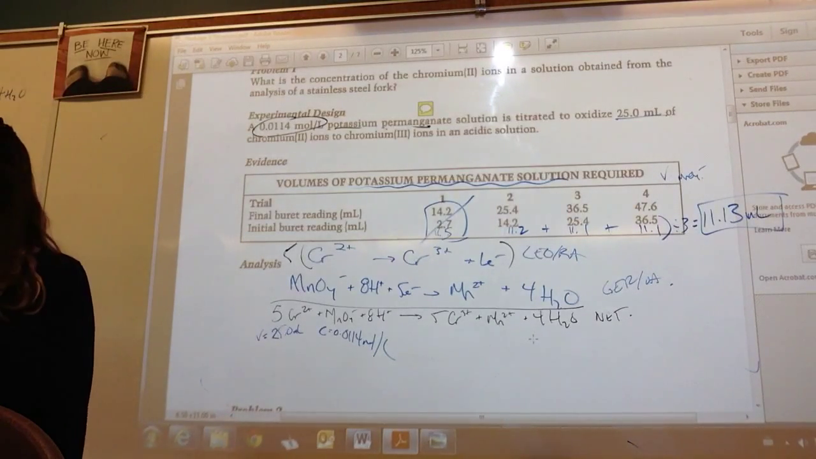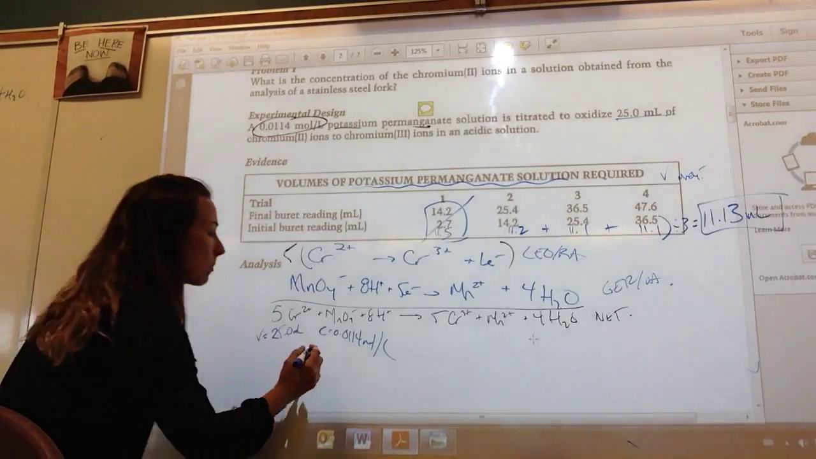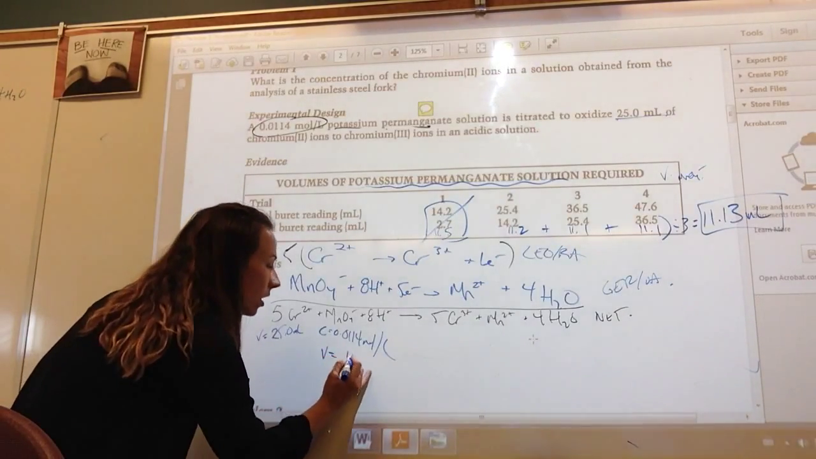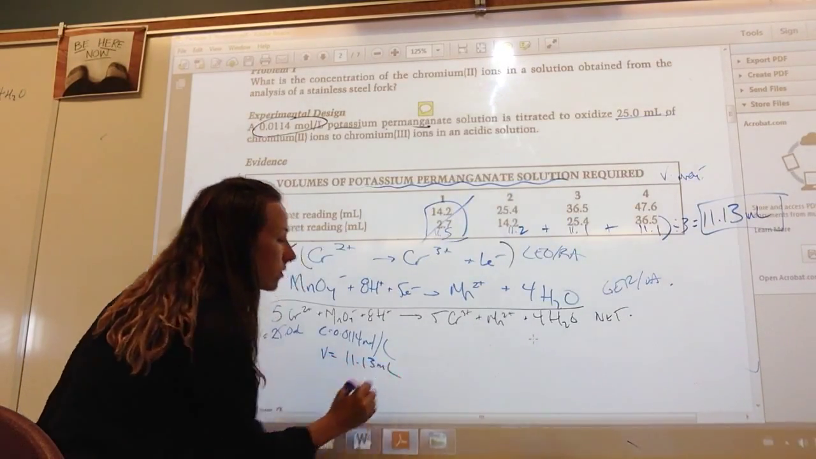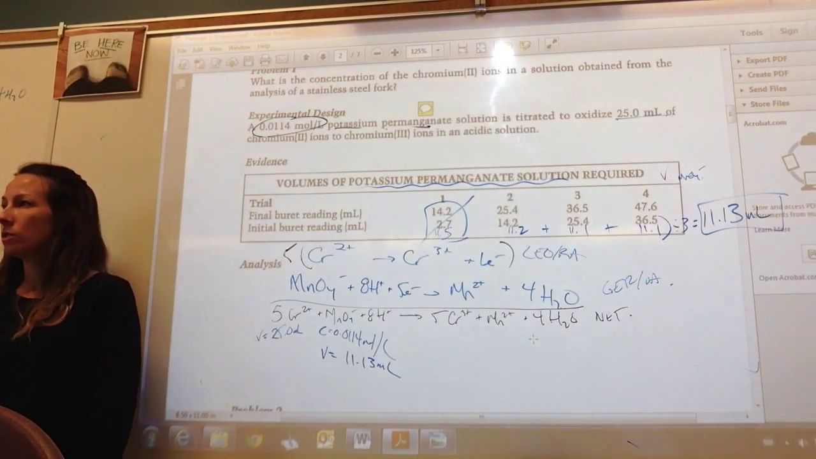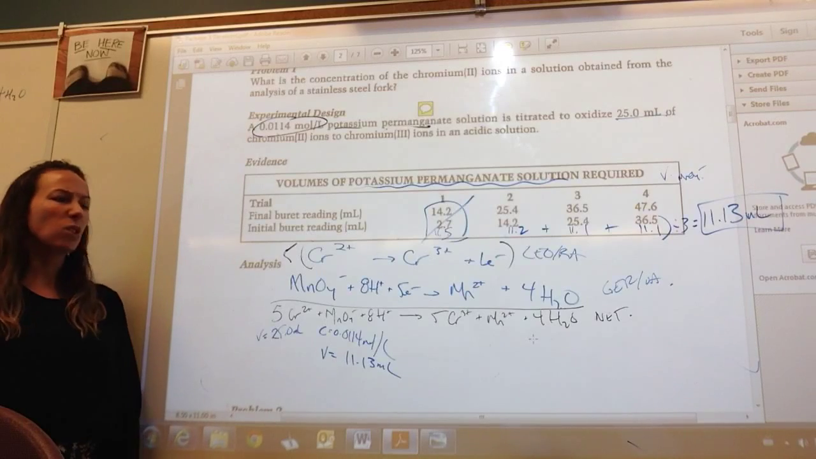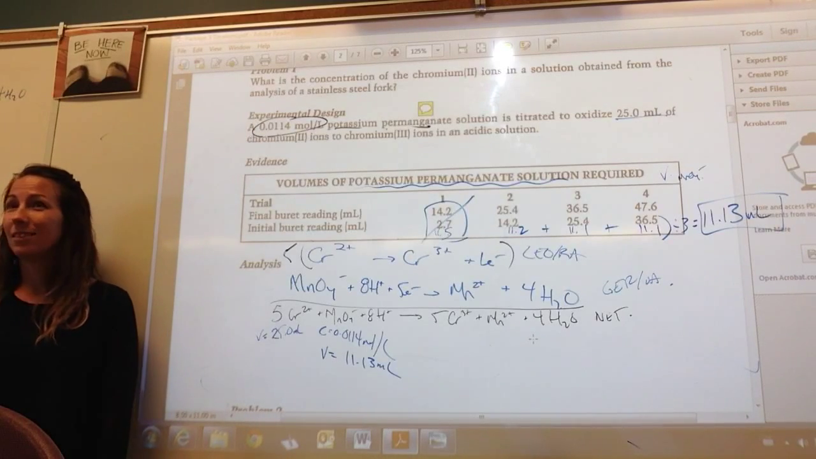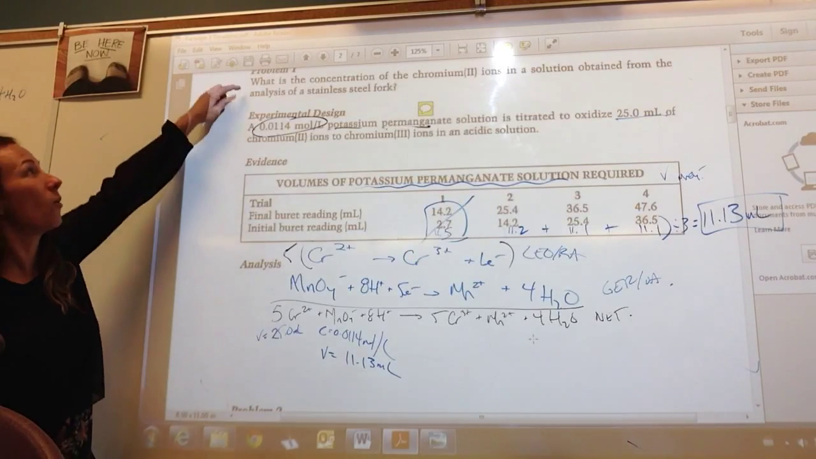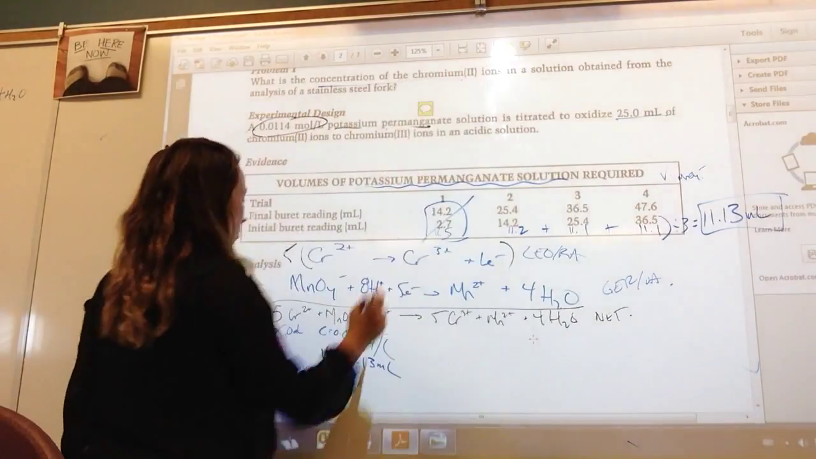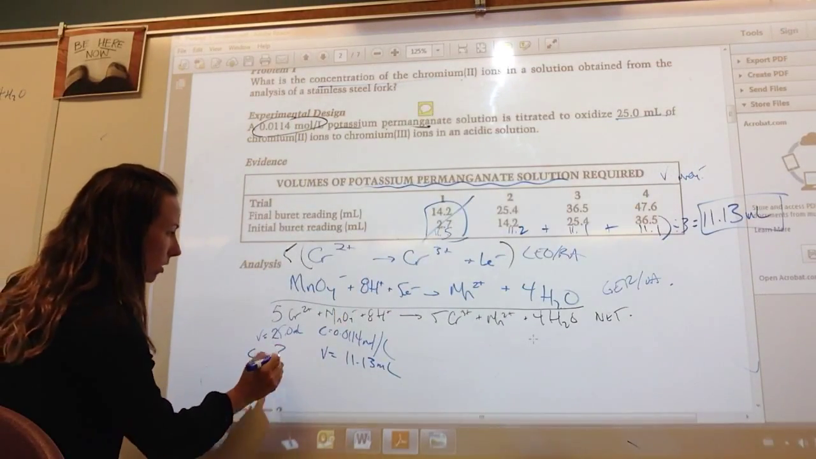And what is that applied to? The volume of the permanganate. V equals 11.13 mL. With me? What's the question? What's the concentration? All the way up there. What's the concentration of chromium 2+? C equals question mark.